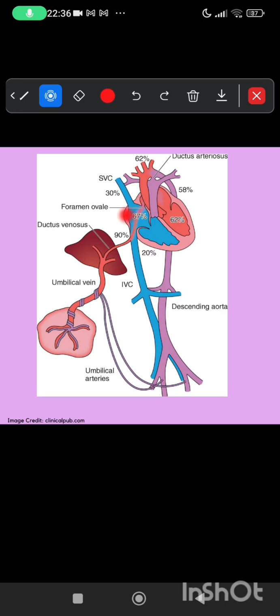So here, because it receives oxygenated blood, it directly moves to the left atrium through which structure? From the right atrium, blood goes straight to the left atrium through which structure? Foramen ovale. Yes. So the foramen ovale is the opening here, which is the shortcut. Okay.